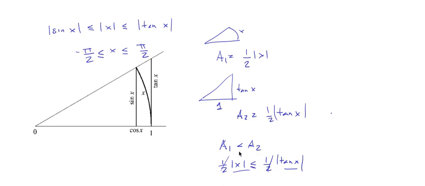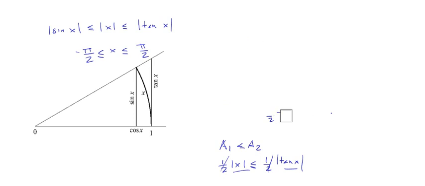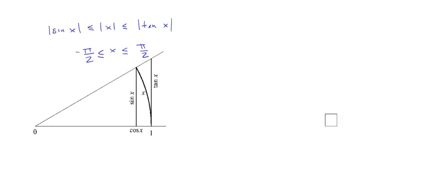And the smaller or equal is because when you go to pi over 2, these things are 0, their values are similar, or actually the same, okay? So we start from these inequalities that we proved using geometric arguments.